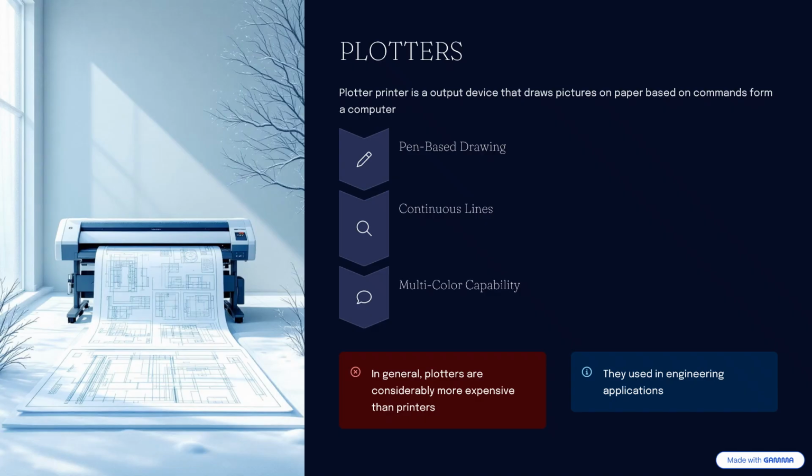The second is continuous lines. They can produce continuous lines, whereas printers can only simulate lines by printing closely spaced dots. The plotter also has multicolor capability. A multicolor plotter uses different colored pens to draw different colors.